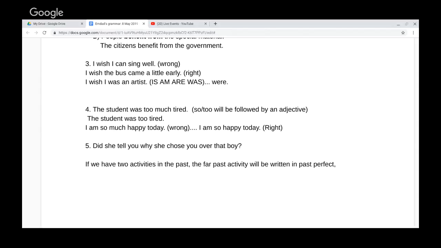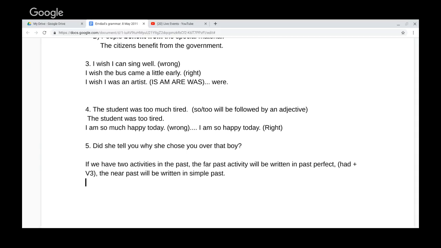So in this case, what is the past perfect? Had plus third form. So let's write it here. Had plus verb 3, third form. The far past activity is in past perfect, and the near past will be written in simple past. Easy peasy.